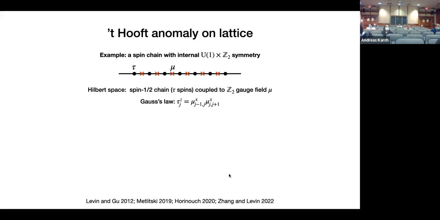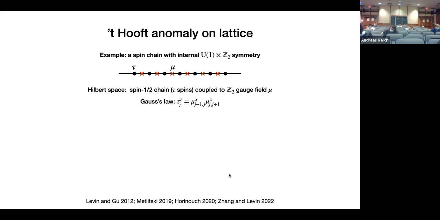Let's consider a spin chain. Again, this is all about spin chains. And the symmetries I'll discuss are U1 cross Z2. So for no good reason, let's just consider symmetry U1 and Z2. There are a couple of different ways to formulate this spin chain, but I'll choose the way that seems to be the most convenient. We'll think of it as a lattice gauge theory in 1 plus 1D.